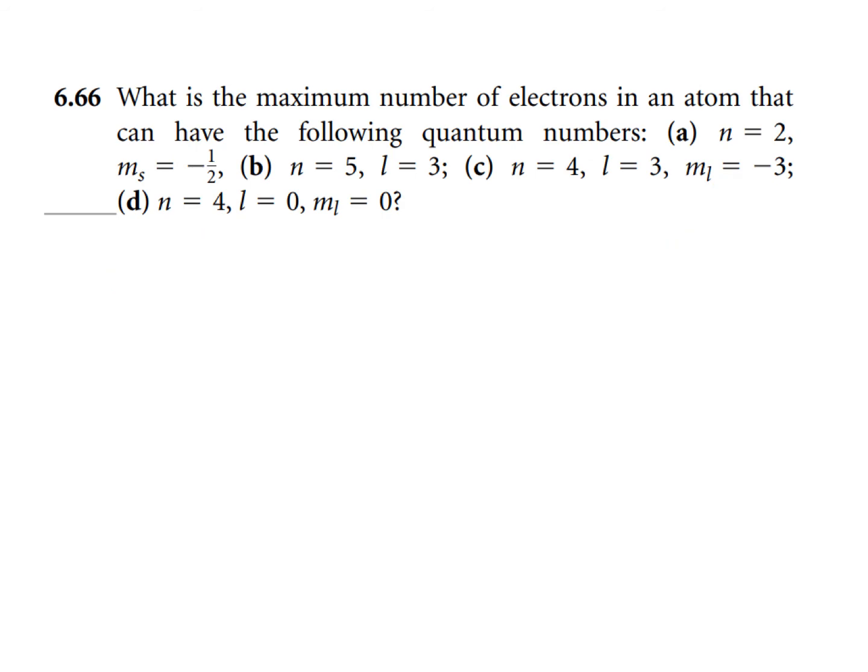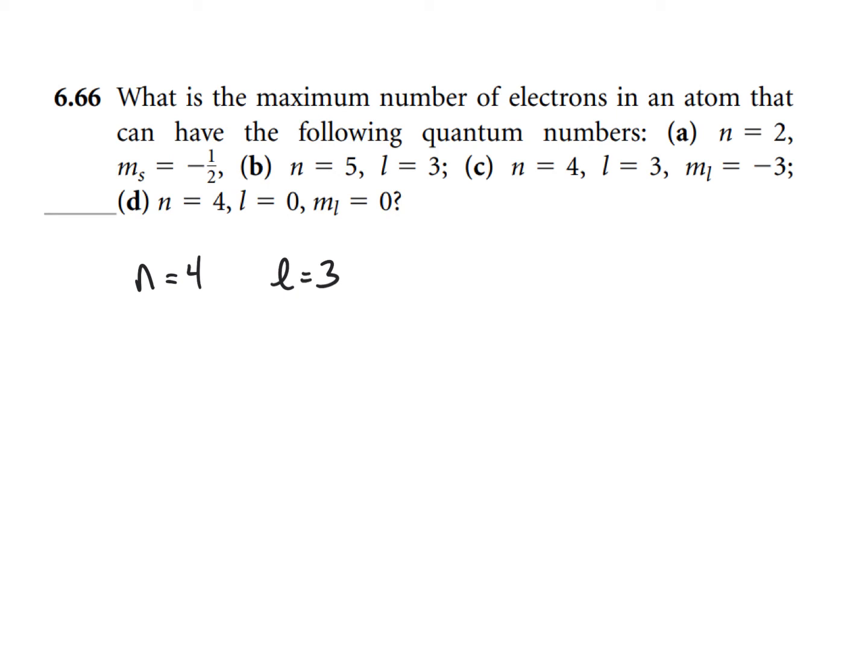So let's tackle part C. Just like we did before, we know that the energy level has to be 4 and the L value has to be 3. Well, the L value equals 3, once again, is the f orbital. So this is going to look a lot like part B.